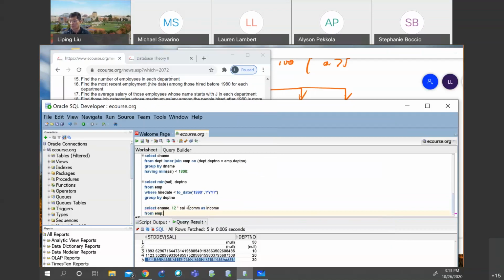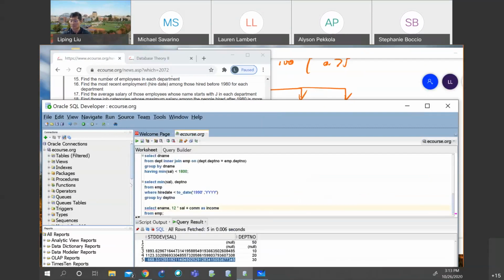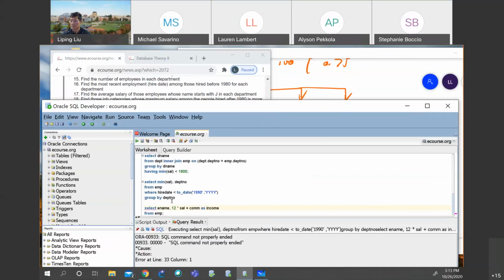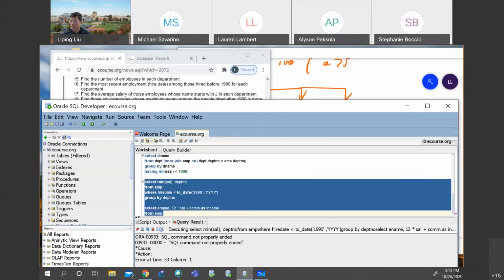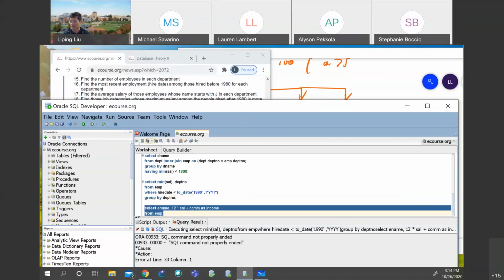However, the only problem here is what if commission is missing? If you try to run this, you're going to get a strange result. Oh, what happened? Something's wrong. It says the problem is not ended correctly. So let me see which one is not ended correctly. We say select email from EMP. Oh, the previous one was not ended, so it's in fact the next statement. Sorry for that.